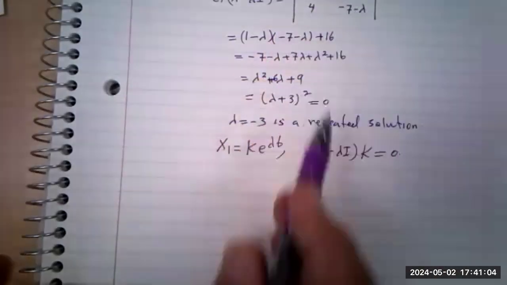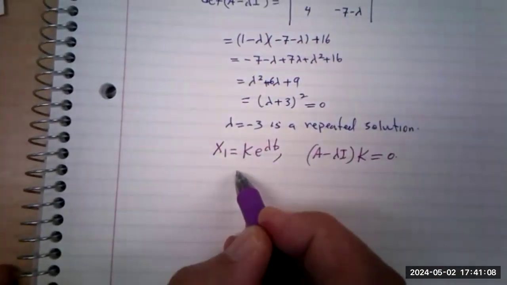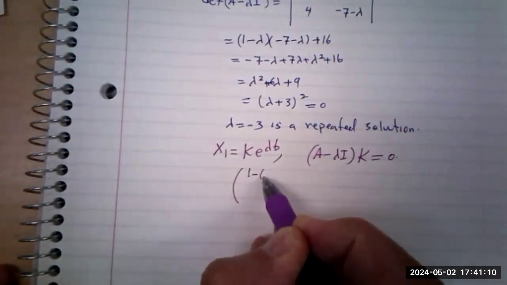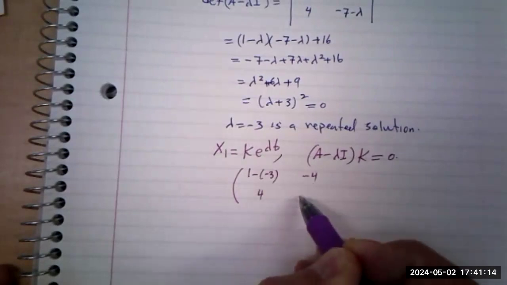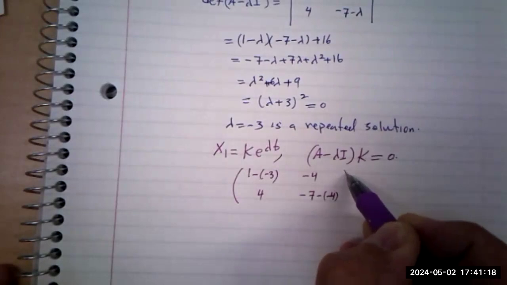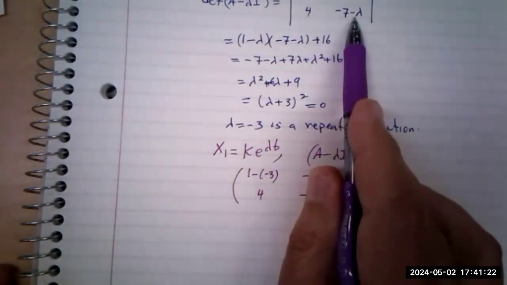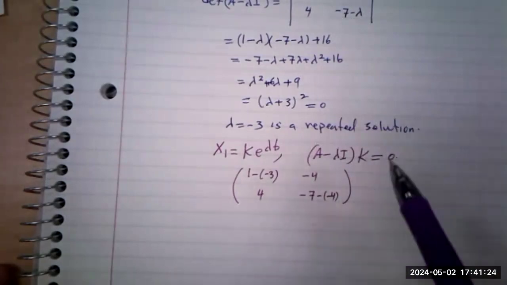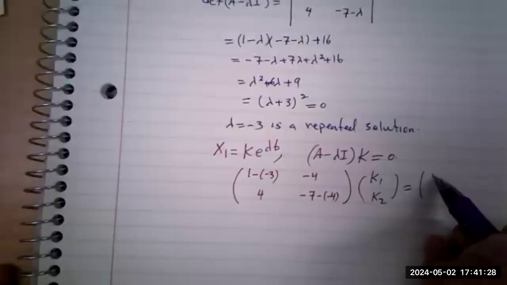So go to this matrix, replace the lambda by -3. So it's going to be 1 minus -3, we have a -4, 4, and -7 minus -3, which is -4. So that's going to be k1, k2 equal to 0, 0.